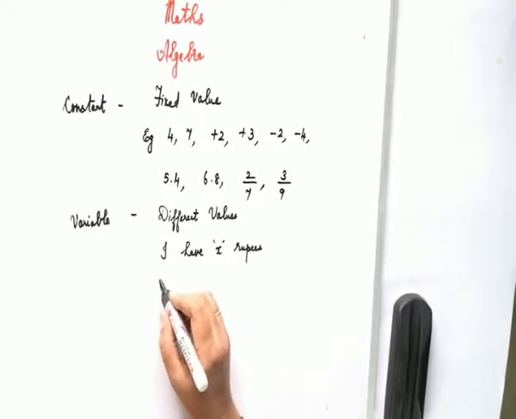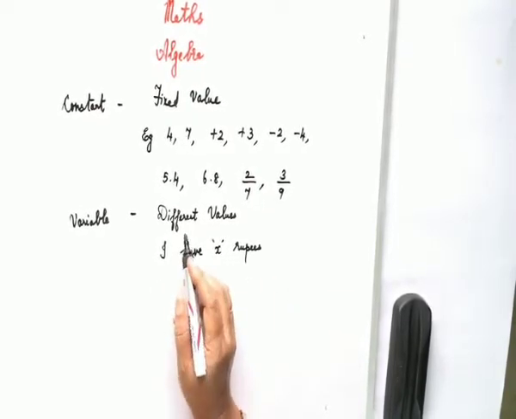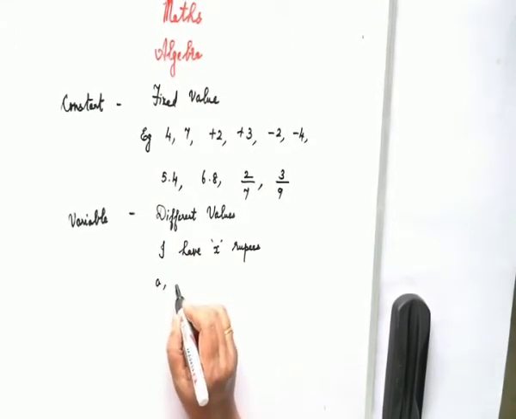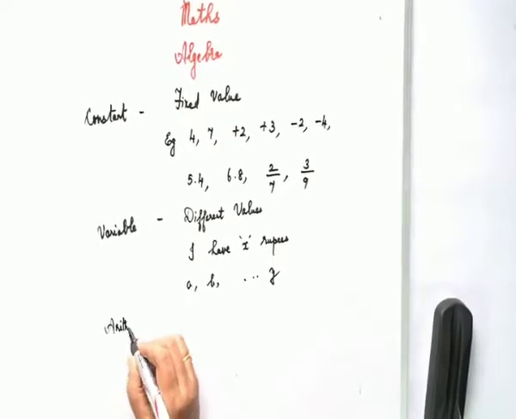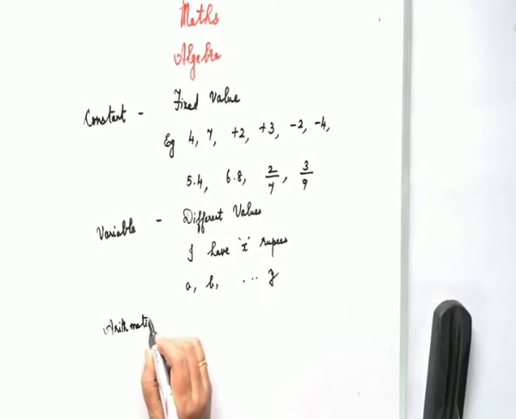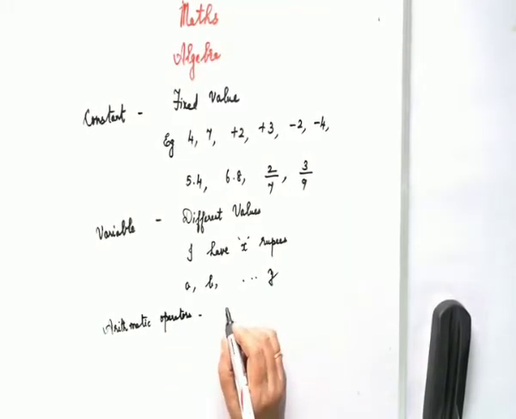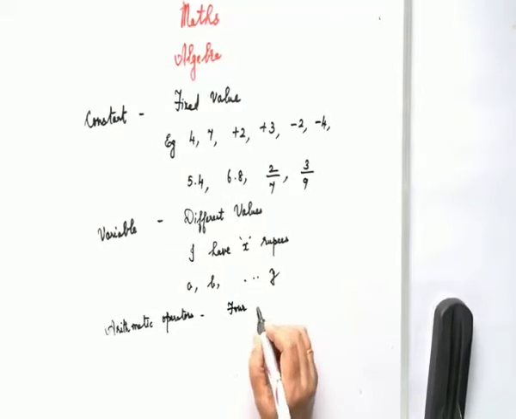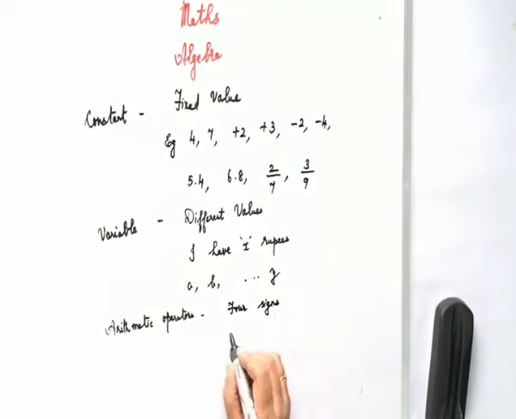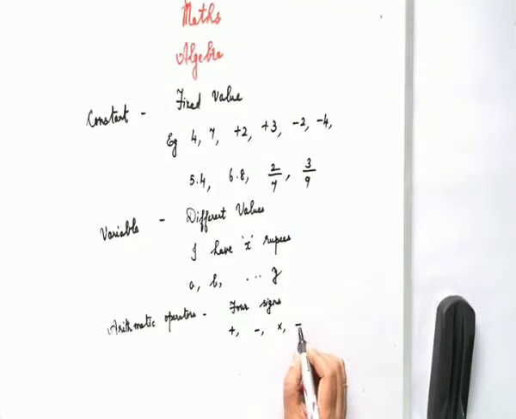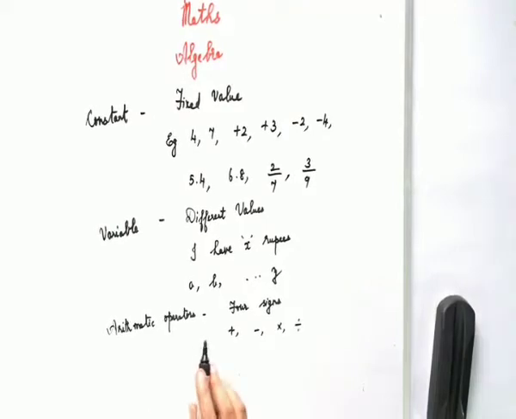So all the small letters of the alphabet are used to represent variables. Which are the small letters of the alphabet? a to z. Arithmetic operators. Arithmetic operators are the 4 signs: plus, minus, multiply, divide. These are the 4 signs, or we will say arithmetic operators.